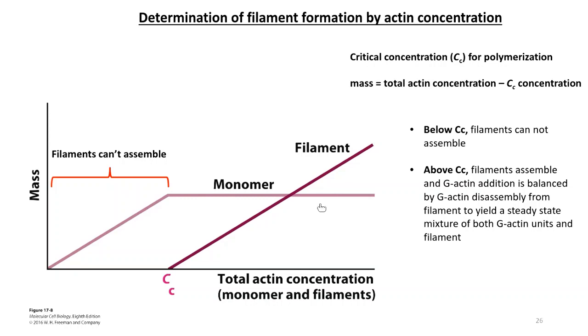Do we not need more monomers to form the filament? We do. But once it starts forming the filament, assembly is happening and at the same time disassembly is also happening. So the overall concentration of monomers and the microfilament stays pretty much the same. Okay. Before CC, filaments cannot assemble. After CC, filament starts assembling. And as we keep on adding monomers, the filament length will increase as needed. Okay. So critical concentration for polymerization: below CC cannot assemble, above CC filaments assemble, and G-actin addition is balanced by G-actin disassembly from filaments to yield a steady state mixture of both G-actin units and filament. The mass is equal to total actin concentration minus critical concentration. Okay.